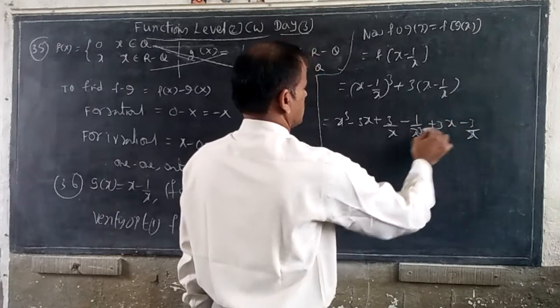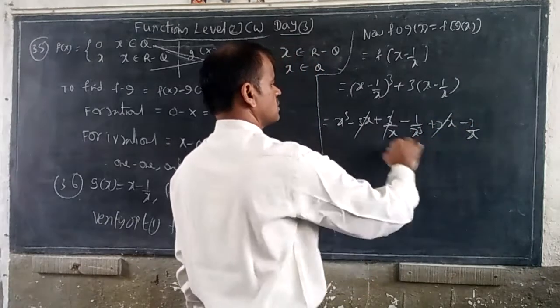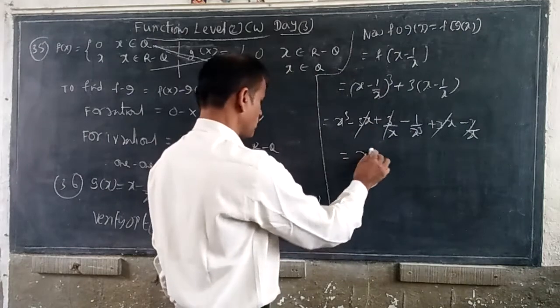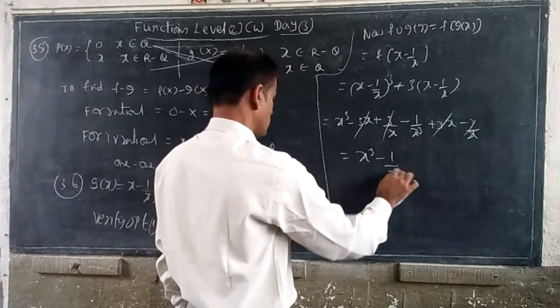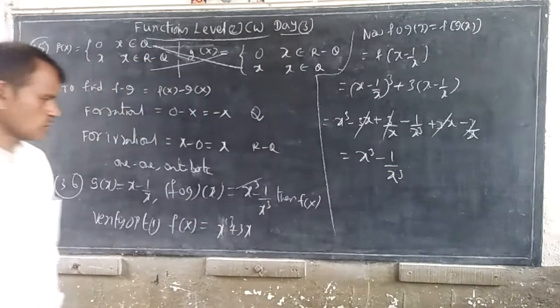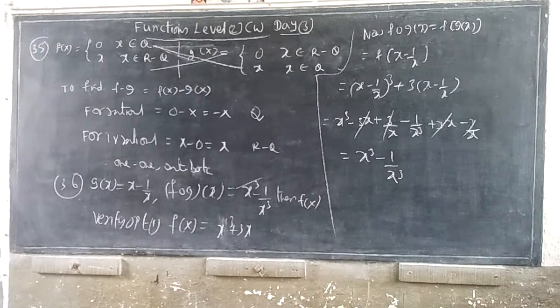So minus 3x plus 3x get cancelled. This one also gets cancelled. We got the value x cube minus 1 by x cube. It is right. So option 1 is verified.